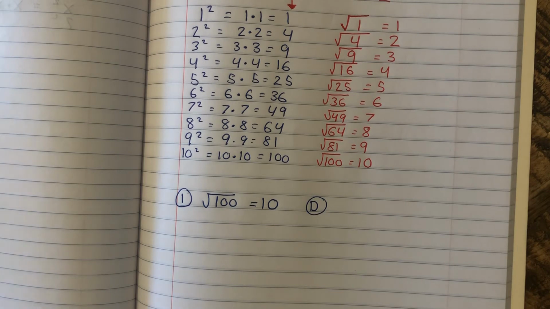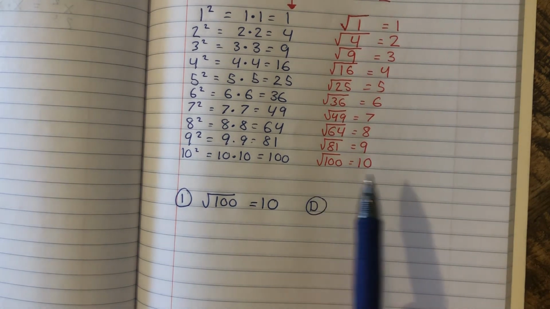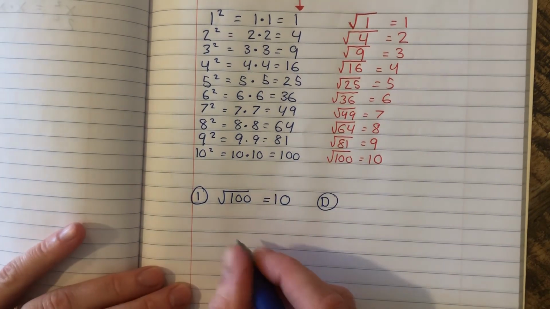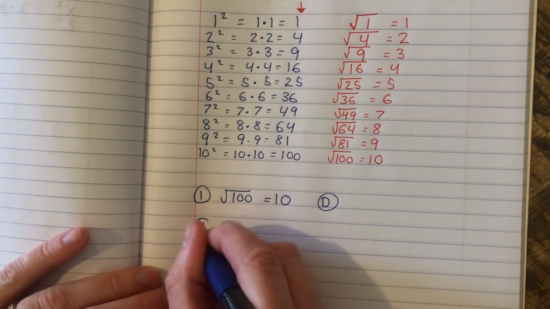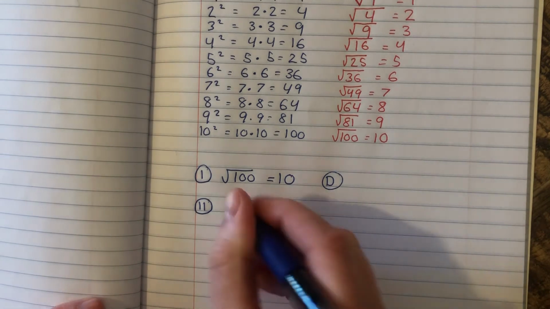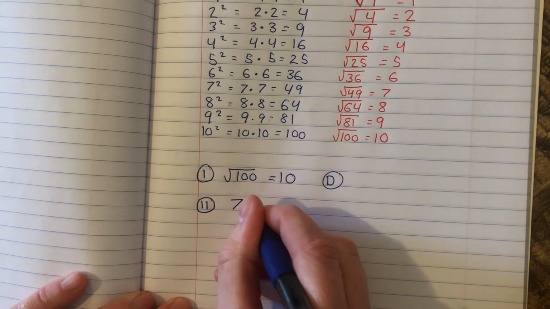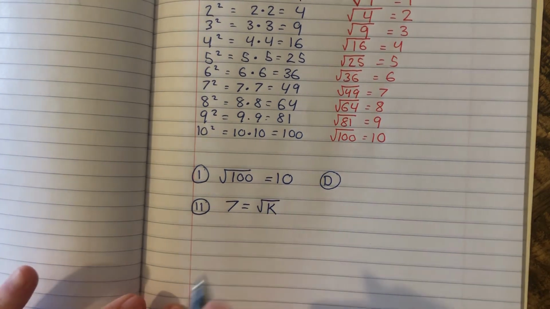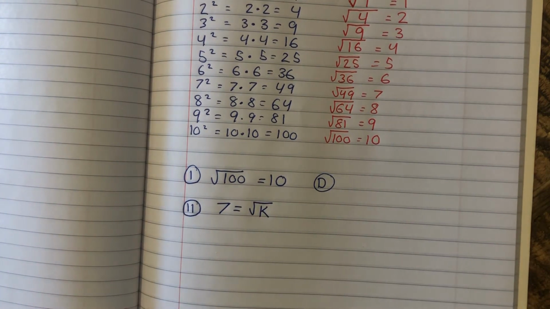Numbers 1 through 10, all it's asking you is to identify the perfect squares. And then when you look at numbers 11 through 20, it starts to set things up as equations. And so if we take a look at number 11 on the worksheet, it gives us an equation with our radicals that says 7 equals the square root of k. So what does k equal?